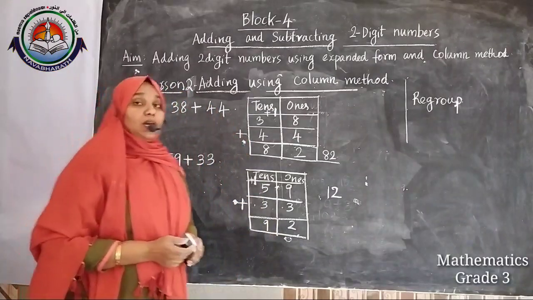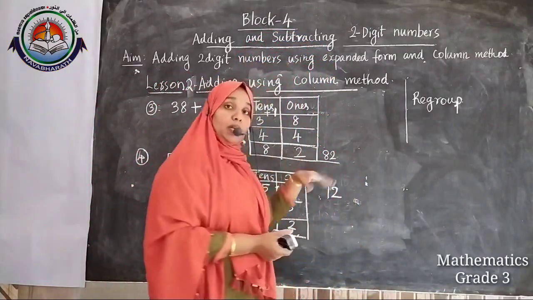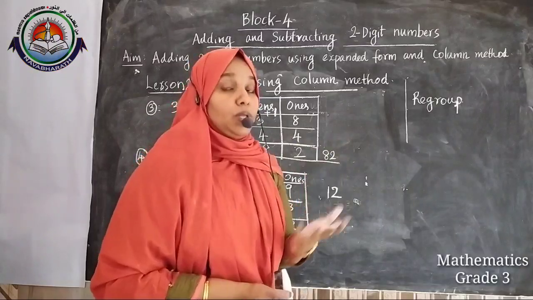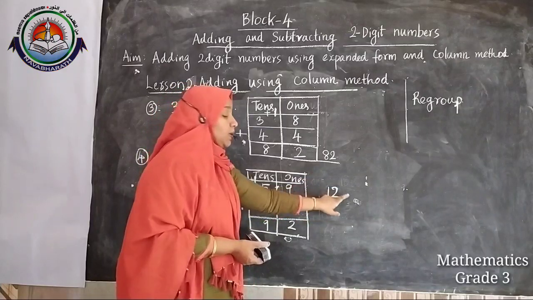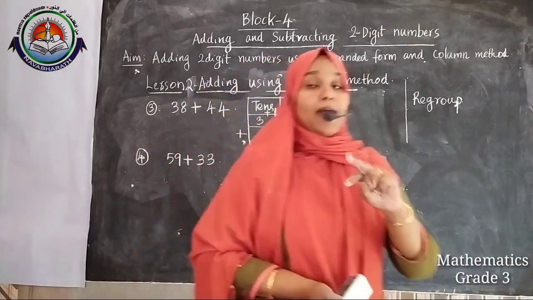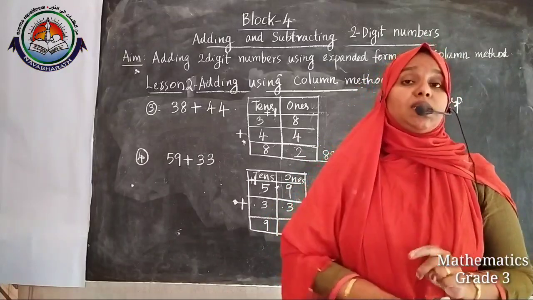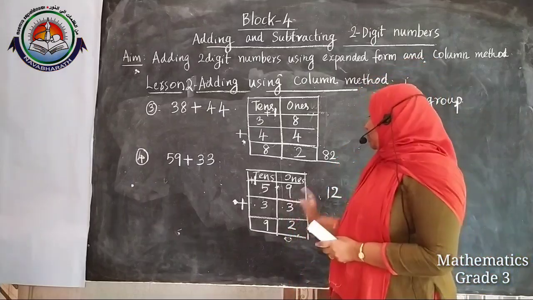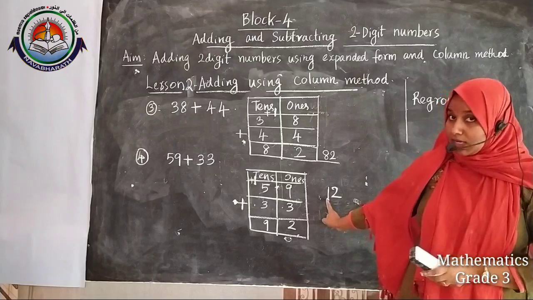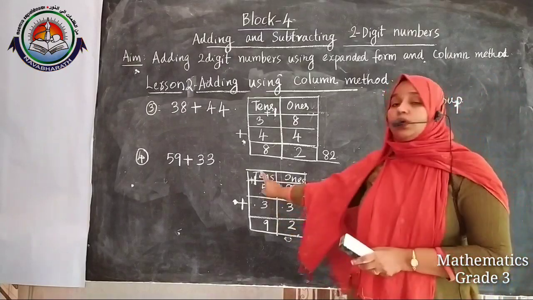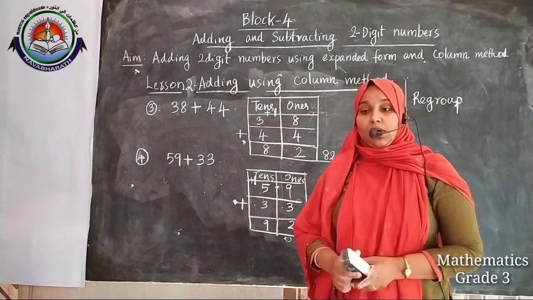Children, every time, do we have to do the regrouping? No. When to do the regrouping? That is, if in the ones place, when the ones place digits are added, we get a 2-digit number, then at that time we should regroup to the tens. Okay? Clear?